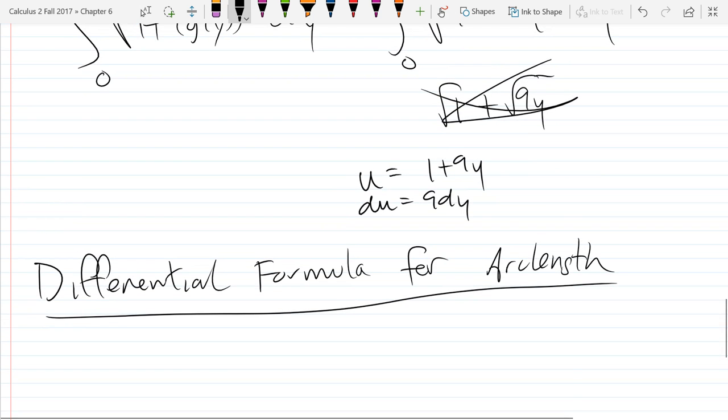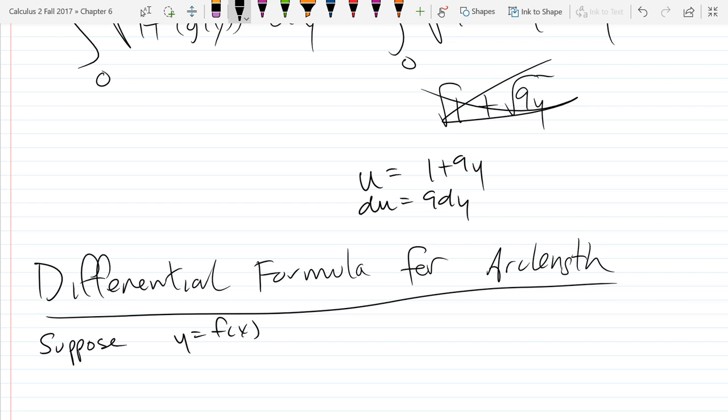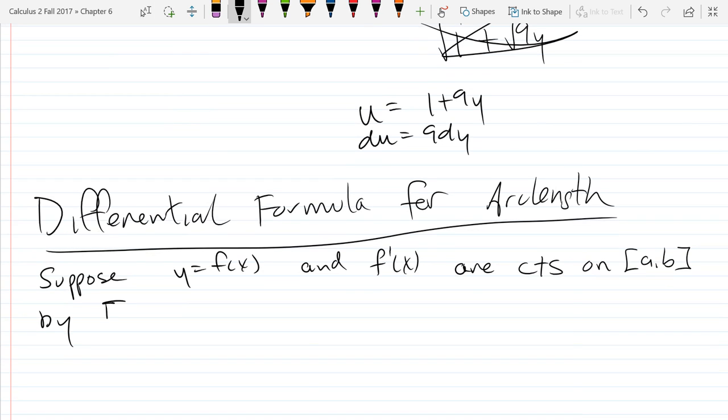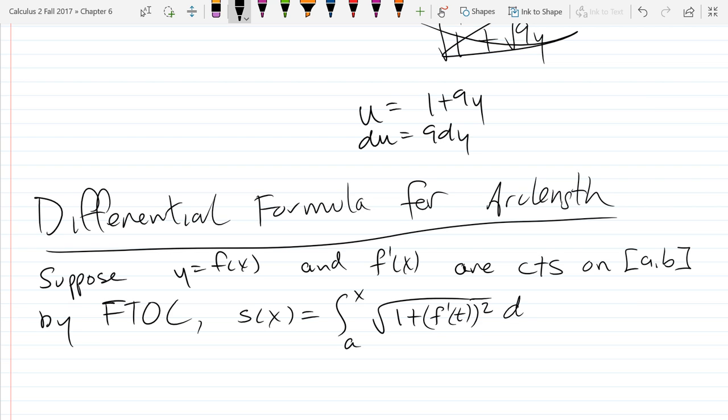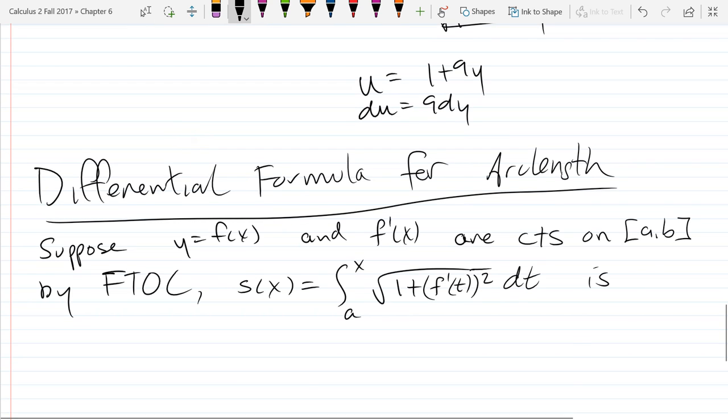So we'll start out with the same conditions. So suppose y equals f of x, and f prime of x. So suppose these are continuous on the interval AB. By the fundamental theorem of calculus, this function I'm going to create, s of x, which is the integral from a to x, square root 1 plus f prime t squared dt, is continuous.